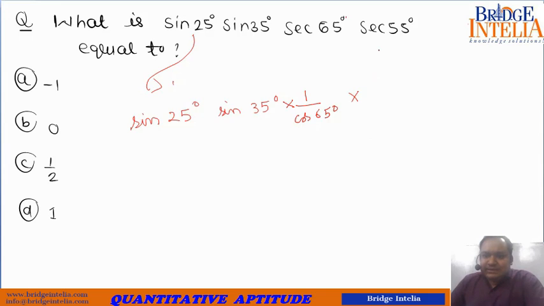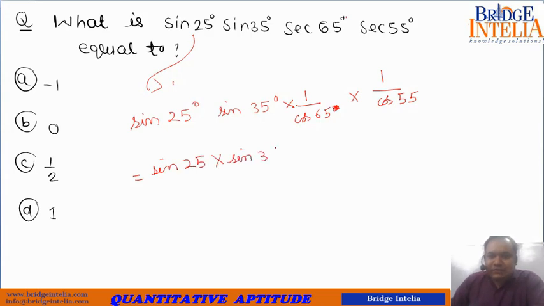Similarly, sec 55 degree can be written as 1 upon cos 55. So I'm avoiding the use of degree, otherwise it will make it look like 0. So now what? So cos 65 can be written as sine 35, complement of sine 25. So this becomes sine 25 into sine 35.